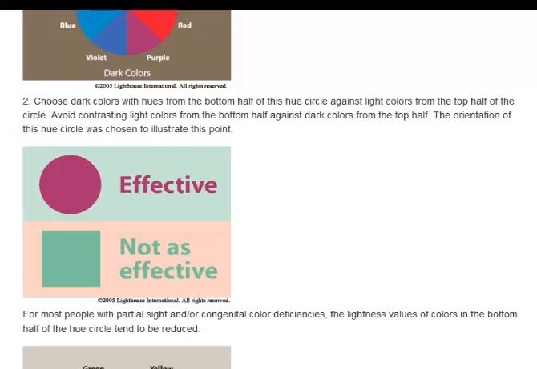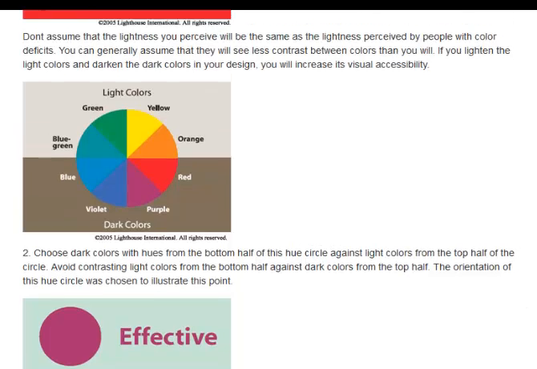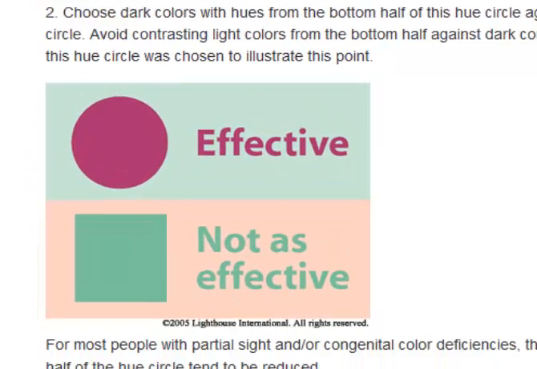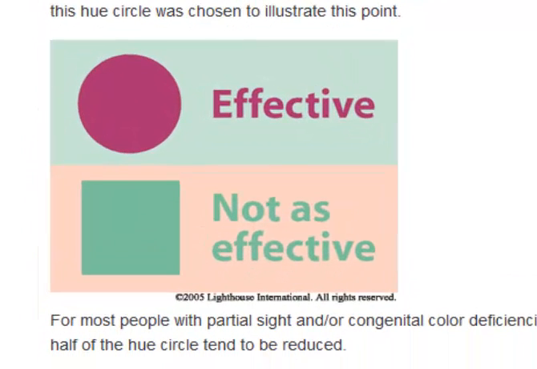The second thing that they strongly suggest is to choose colors with hues from the bottom half of the hue circle against light colors from the top half. So this is the hue circle that we're talking about here. So you want to try to contrast those from the top and bottom half when using them together. This is another great example here where you take the purple from the bottom half and use a blue from the top, or by contrast, this green and this light pink do not work well together.